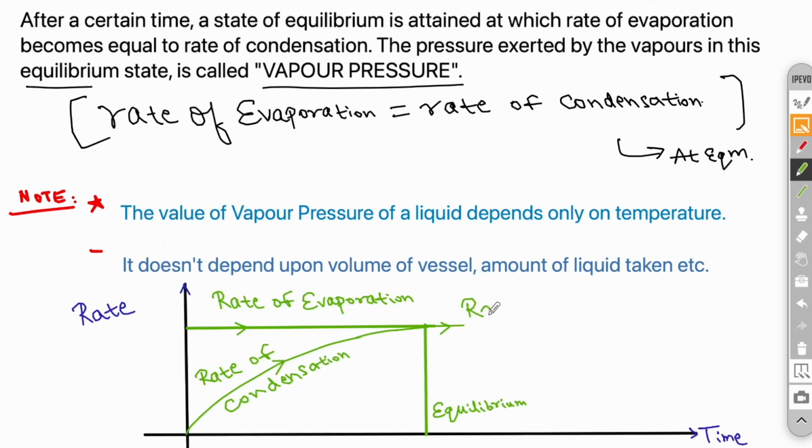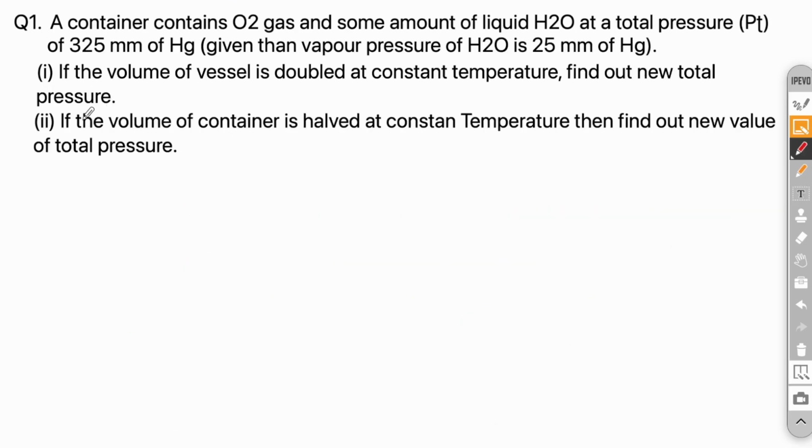Now we'll draw a graph of rate versus time. Here the graphs of rate of evaporation as well as rate of condensation are drawn and the equilibrium state is mentioned. So the rate of evaporation will be equal to the rate of condensation at equilibrium. You need to remember this graph. It's very simple to draw, right? Now we'll move further and solve a problem.